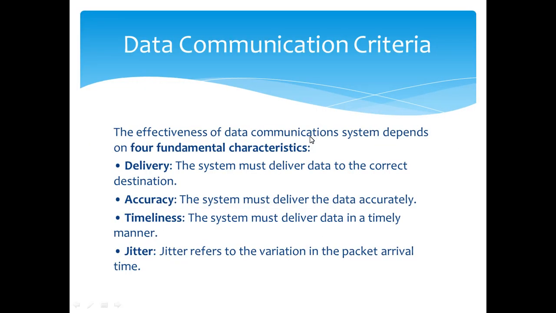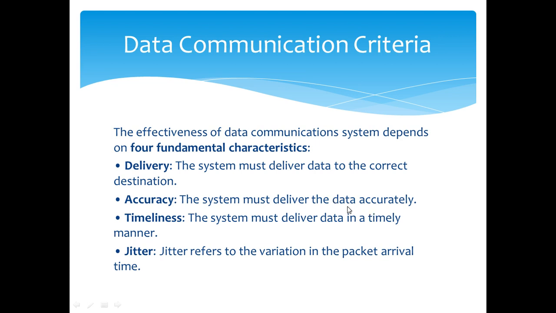In data communication, we have four fundamental criteria or characteristics. The first one is delivery. The system must deliver data to the correct destination. The second one is accuracy. The system must deliver the data accurately, so the data to be delivered must be accurate.